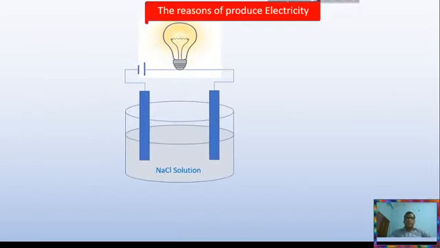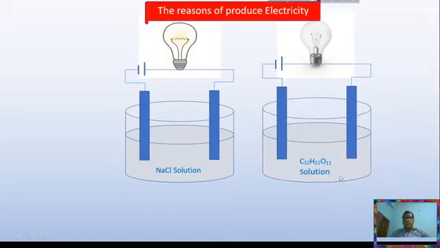So I think this is clear. The reason for producing electricity. I have another question for you. This is sodium chloride solution. If we submerge 2 rods in sodium chloride and connect it with an electric wire, then this bulb will be lighted here. And on the other hand, sugar solution will not produce electricity. That's why the bulb will not be lighted here.